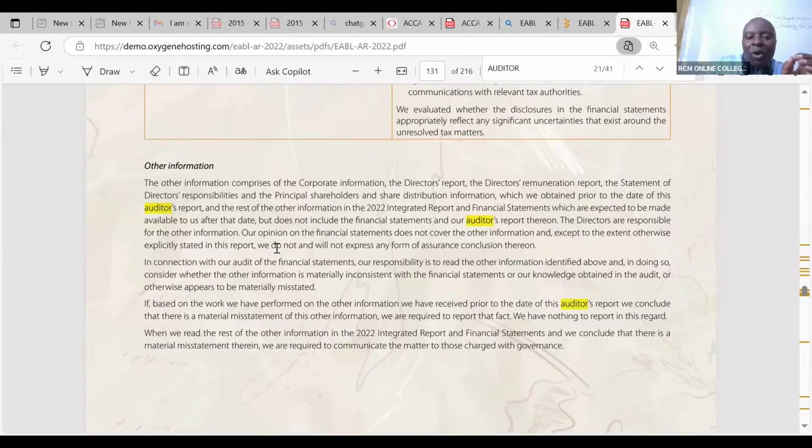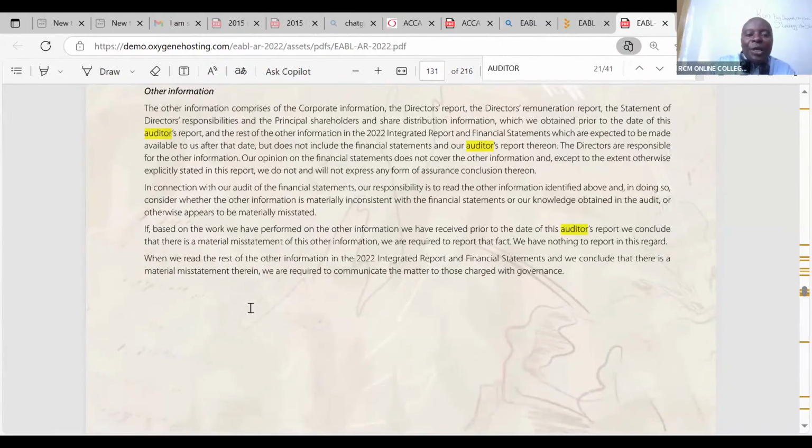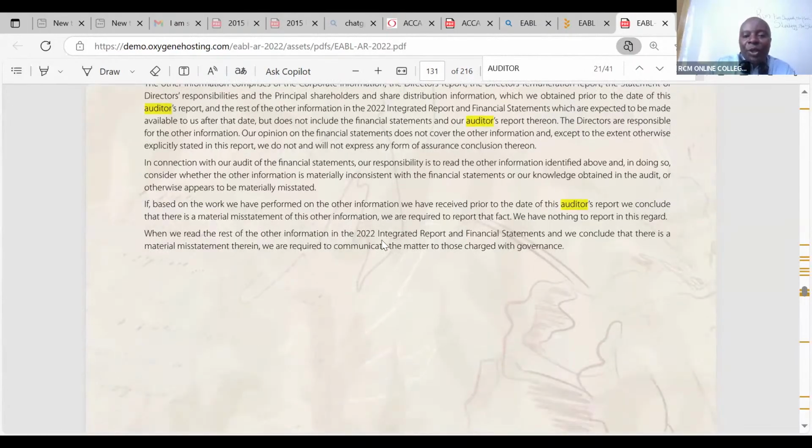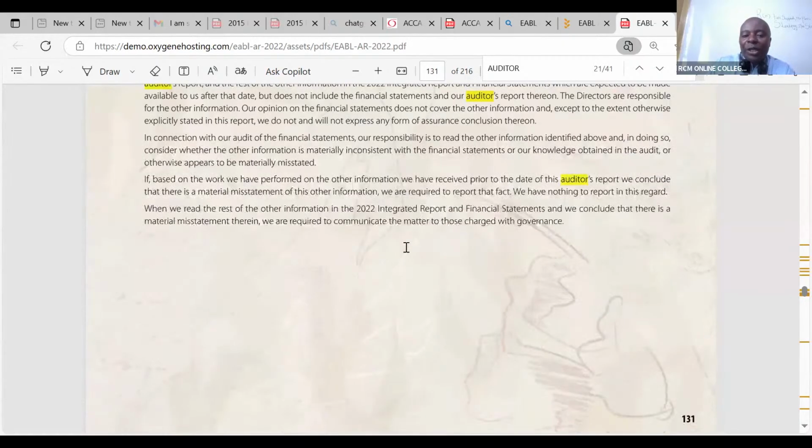In connection with our audit of the financial statements, our responsibility is to read the other information identified above, and in doing so, consider whether the other information is materially inconsistent with the financial statements or our knowledge obtained in the audit, or otherwise appears to be materially misstated. Yeah, so you come here, when we read the rest of the other information in the 2022 integrated report and the financial statements, and we conclude that there is a material misstatement therein, we are required to communicate the matter to those charged with governance.